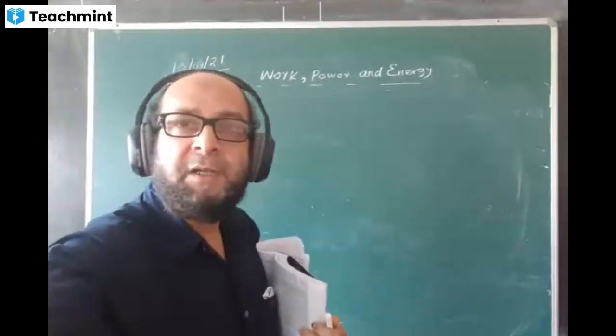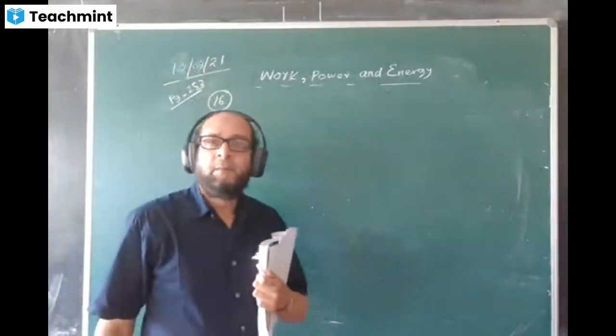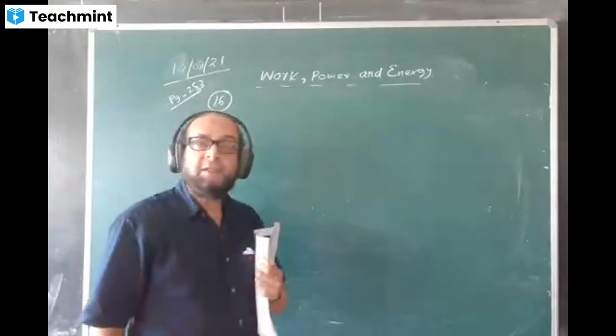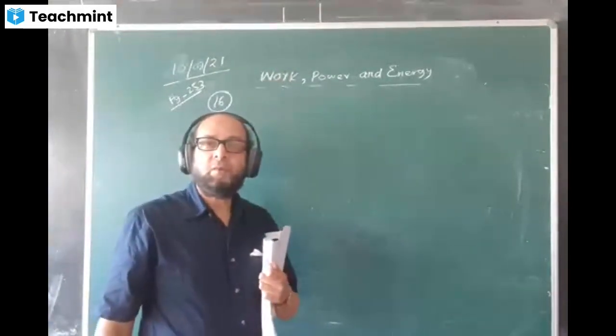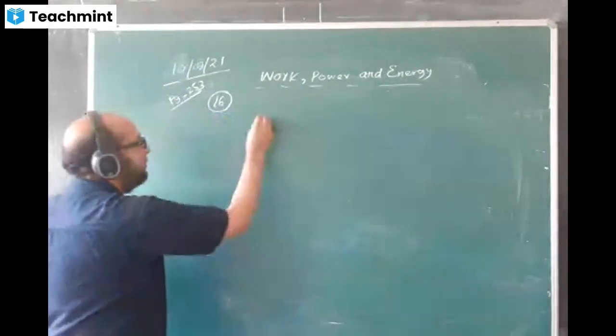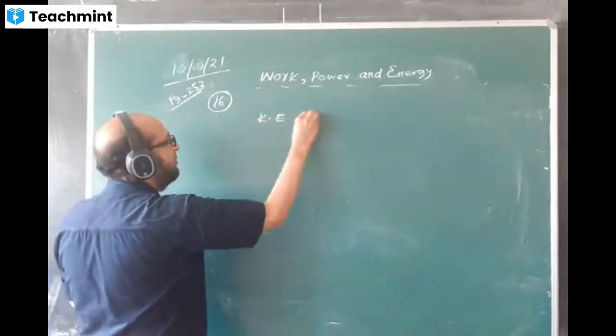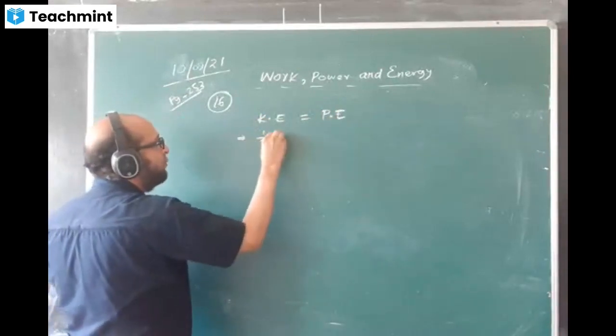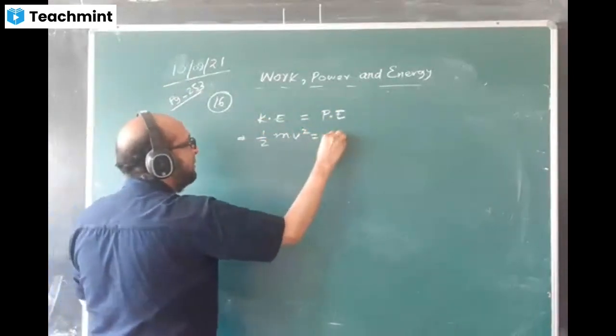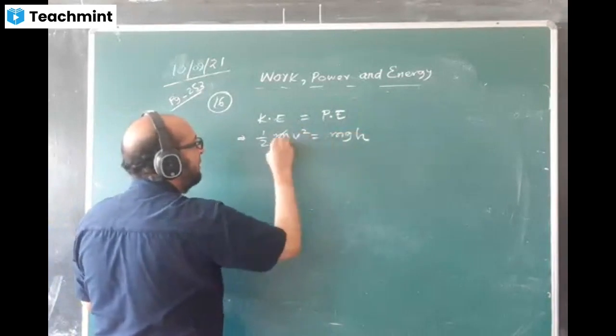While running, he is having kinetic energy. And that same kinetic energy is taking a jump, changing into potential energy. You just write down this information: kinetic energy is equal to potential energy. Kinetic energy formula is half mv squared. Potential energy formula is mgh, and m and m cancel.